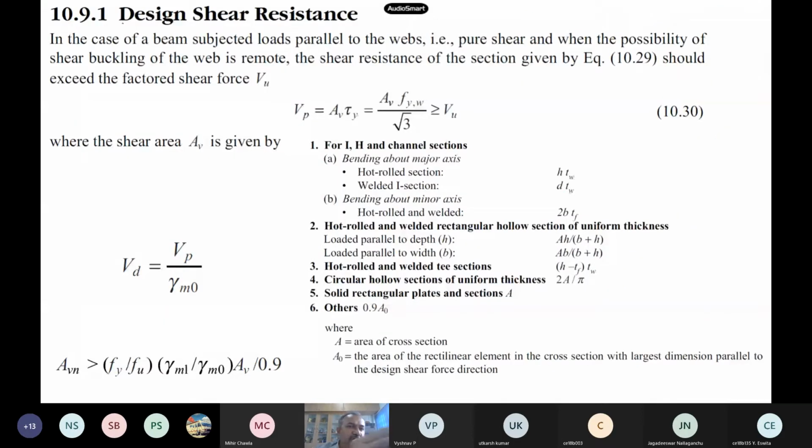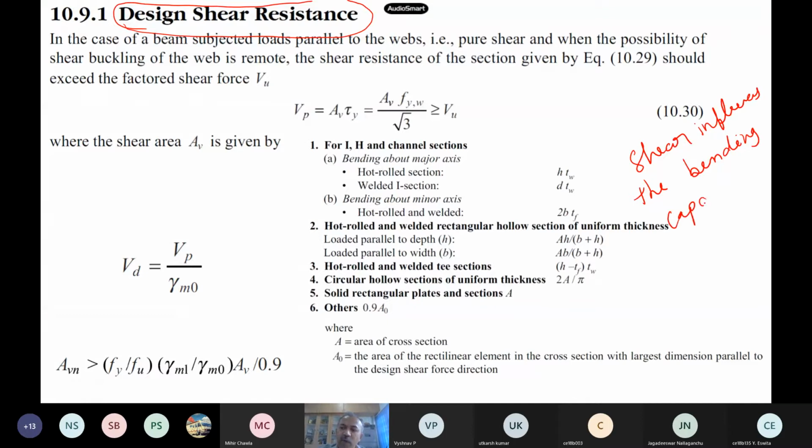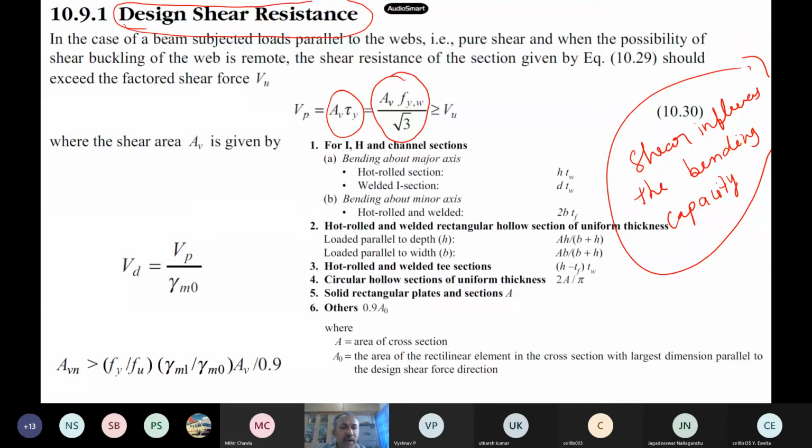So the design shear resistance is this, and this is the most important thing. The first thing in design, after you have classified the section, is to find out whether shear influences the bending capacity of the beam or not. This has to be verified, the first step actually. So the rule is very simple: Ay into tau y, and tau y is anyway Fy by root 3.